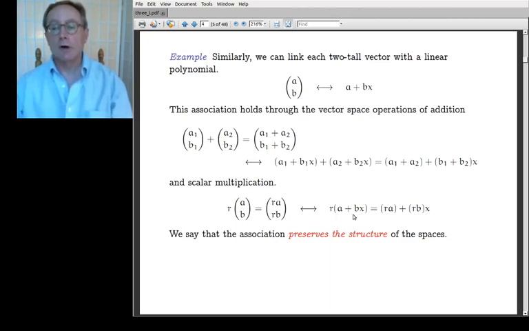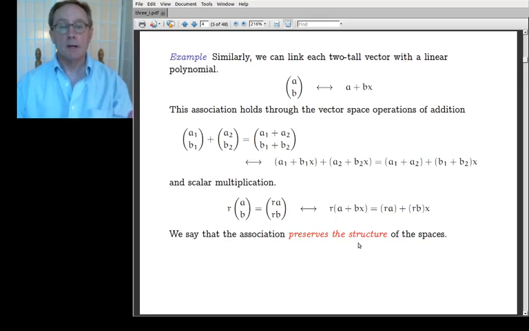And the technical jargon is that this association, this back and forth arrow, preserves the structure of the space. So the fact that we're studying linear spaces, vector spaces, linearity, means that we're interested in the structure. So of course, if we want to say just like, we mean just like in that the structure continues to hold.